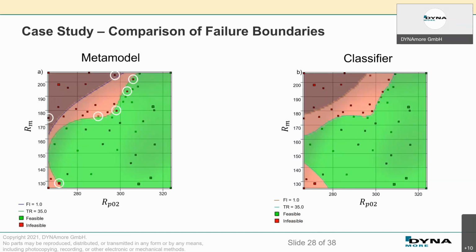The difference we see here is that the metamodel has quite a few misclassified points. The red points violate a constraint, the green points satisfy all the constraints, and you see that there are quite a few red points within the green area, for example, and also green points within the red area. This does not happen for the classifier, so the classifier gives a slightly better approximation of the constraint boundary for this example.